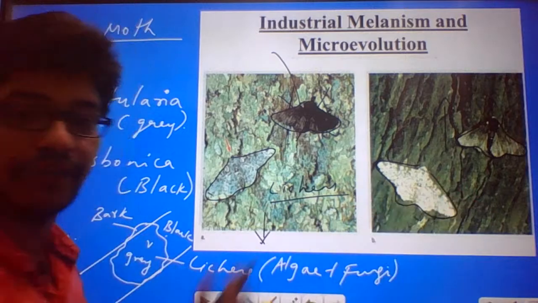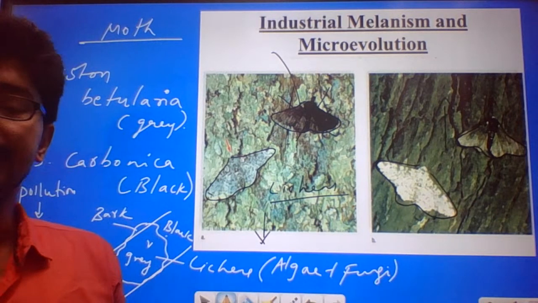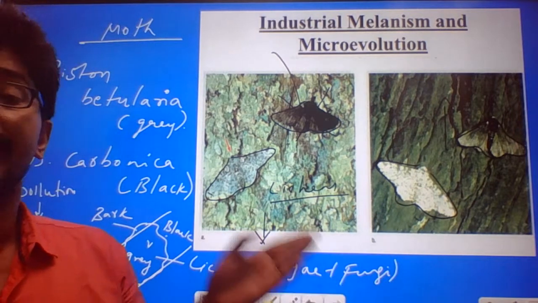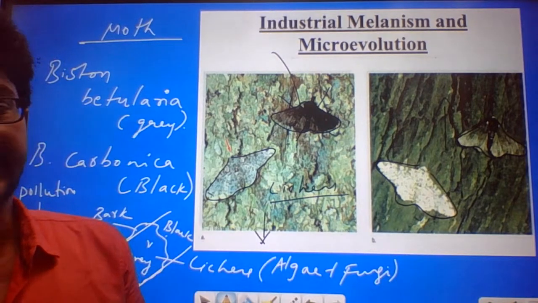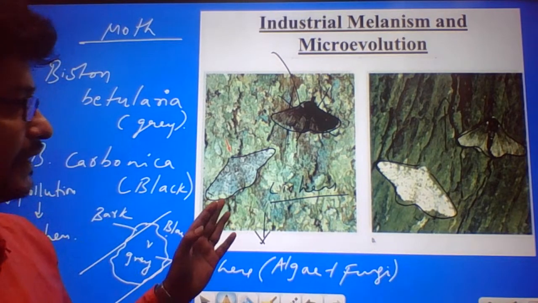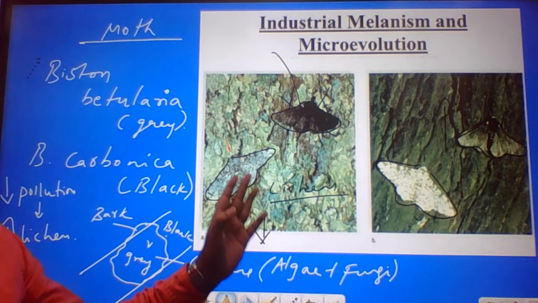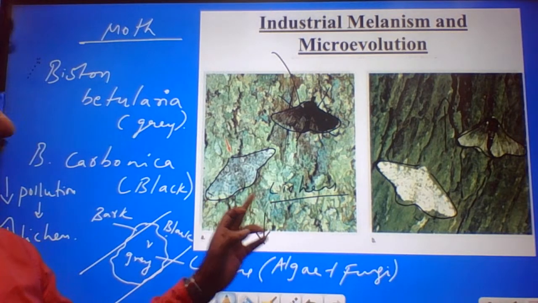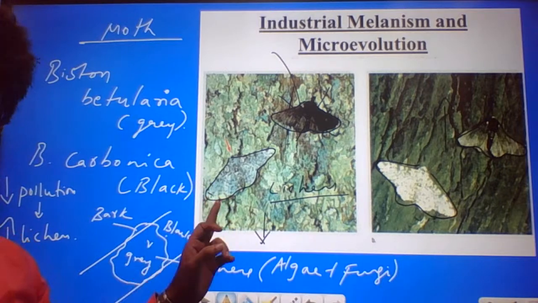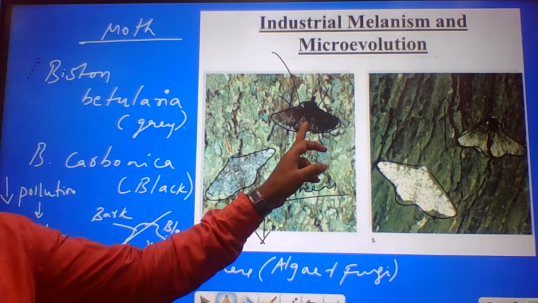So there are two scenarios here: in the presence of pollutants and in the absence of pollutants, that is, before industrialization or after industrialization. So before industrialization, what happened? There were more lichens. Since there were more lichens, the gray moth was able to survive, whereas the black moth couldn't survive.